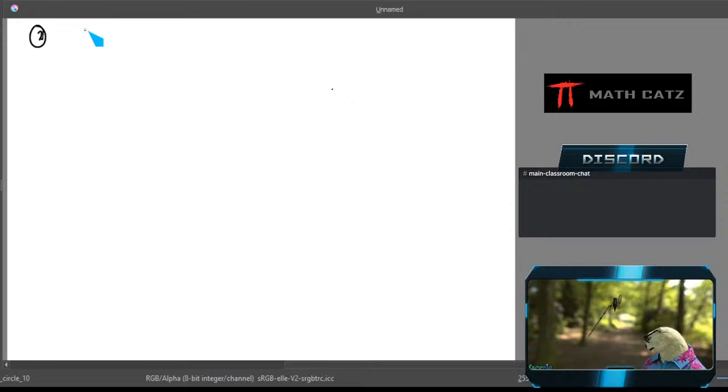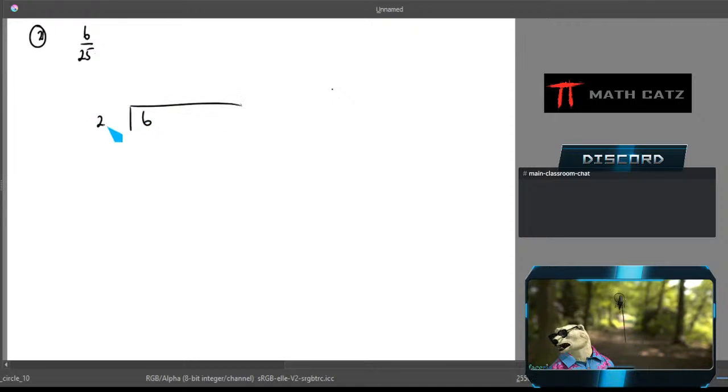Let's try a couple more. 6 over 25. That means 6 goes in the house, 25 outside the house. I pick nice and easy denominators, see?